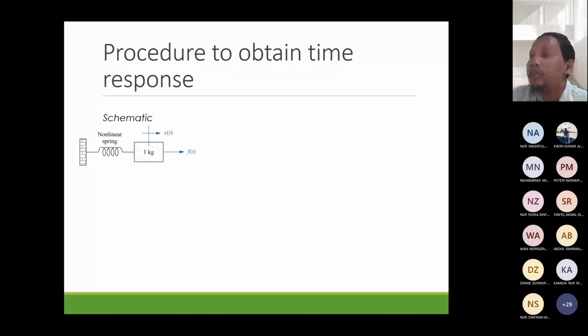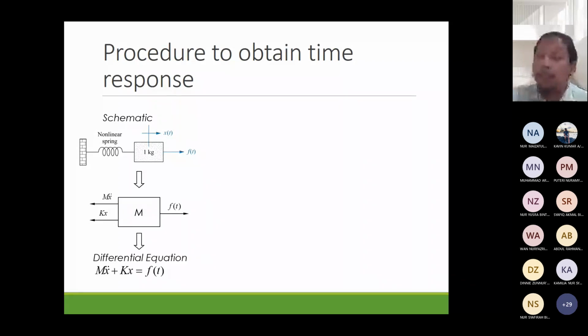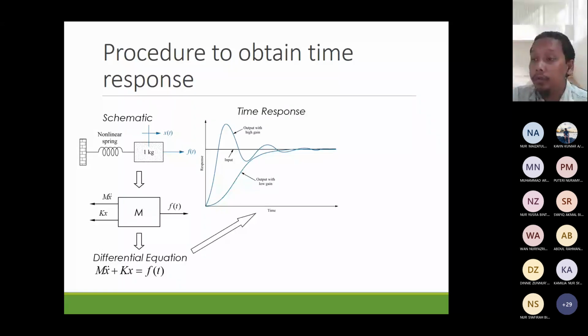Okay, so this is the procedure to obtain the time response. We have seen this back in lecture 2A or 2B. Let's say you are given a mass spring damper system. First, we draw the free body diagram, and then write the equation of motion. Then we can plot or solve the equation of motion to get the time response.